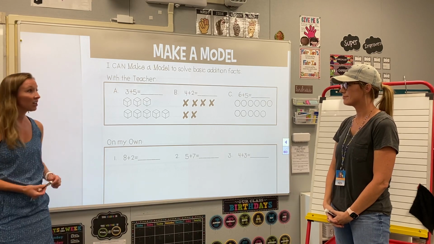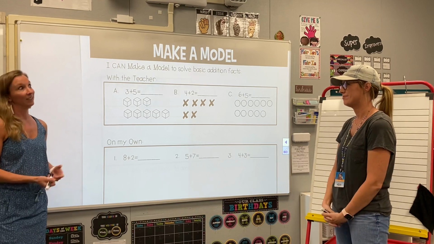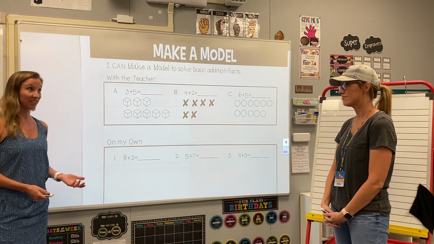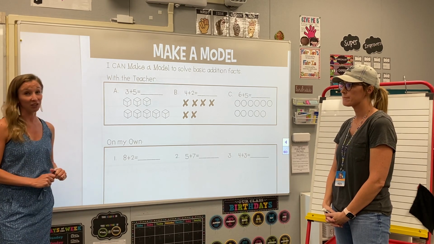Do you have a strategy that you like to use when you're adding numbers? I usually just like to add it in my head. Yeah, that seems to be faster and sometimes it's a lot easier. But starting this week and next week, we're going to be working on learning a whole bunch of different strategies.